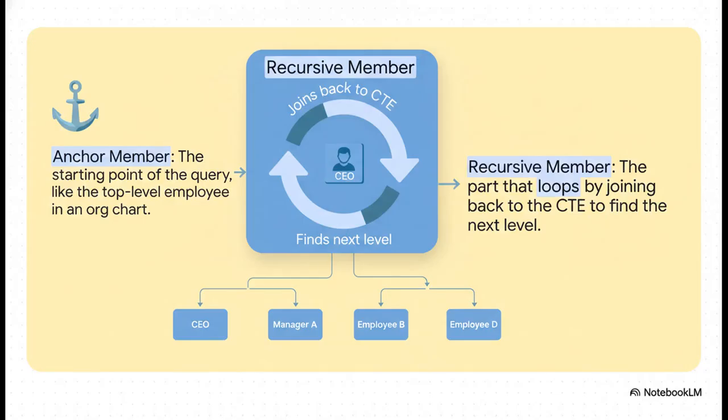A recursive CTE has two key pieces. You've got the anchor member. That's your starting point. Think of it as the top of the tree, like the CEO in our org chart example. Then you have the recursive member. This is the part that does the heavy lifting. It loops over and over, joining back to the CTE itself to find the next level down, so all the direct reports. It just keeps on looping until it's walked through the entire hierarchy.